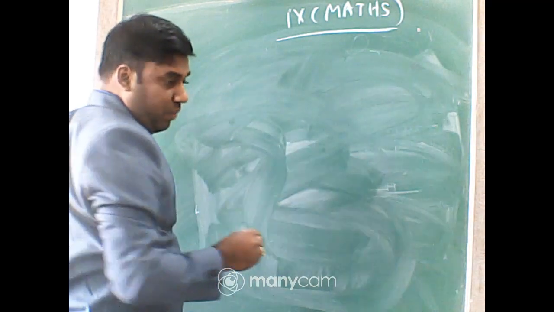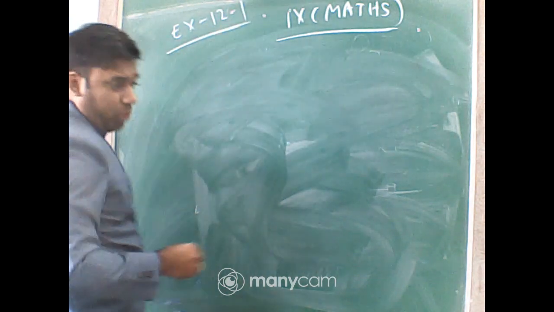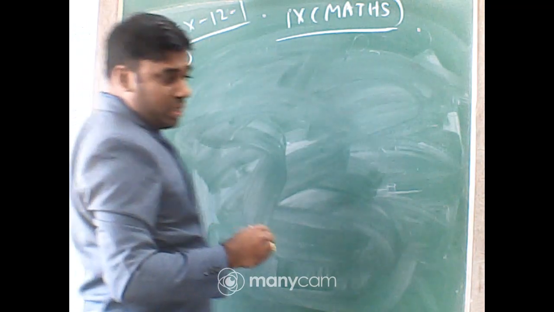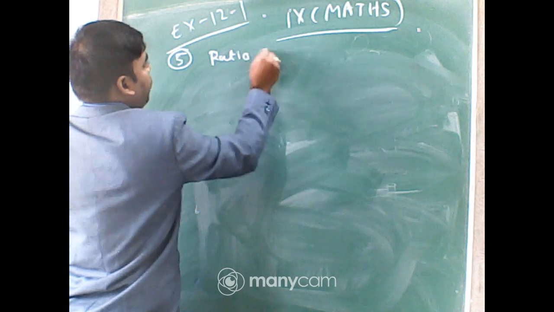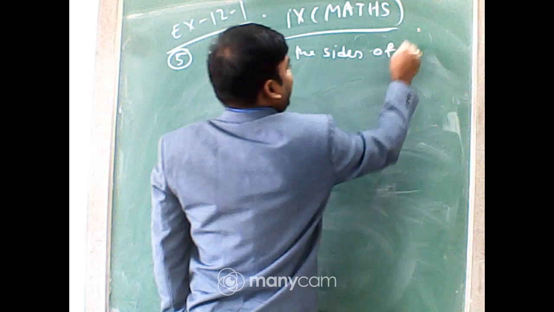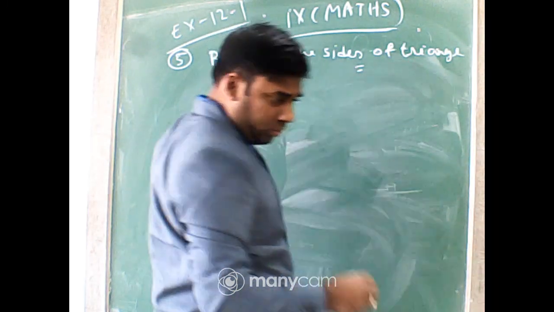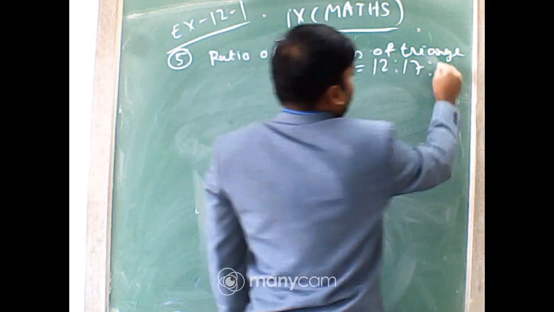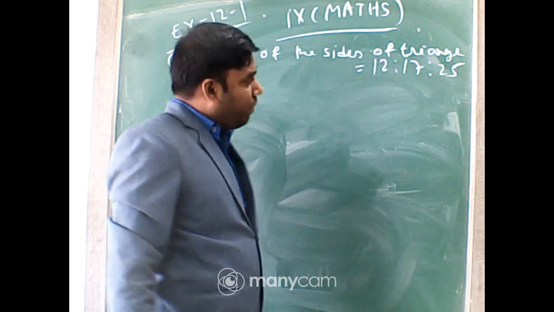What are given? Question number 5, that is exercise 12.1. Exercise 12.1, question number 5. The ratio of the sides of the triangle is equal to 12 is to 17 is to 25. Okay, this ratio 12 is to 17 is to 25 is given.